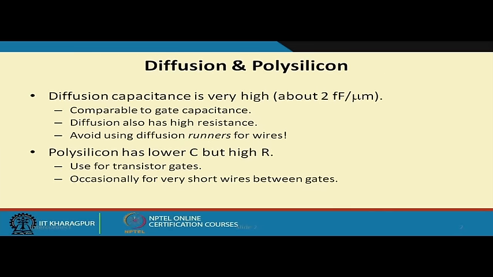So, we continue with our discussion on interconnect modeling. In our last lecture, if you recall, we looked at some of the resistive and capacitive effects on the different layers, and as we move from one layer to the other, how the values and magnitudes of the resistance and capacitances can vary. So, continuing with our discussion, we now look into the diffusion and polysilicon layers.